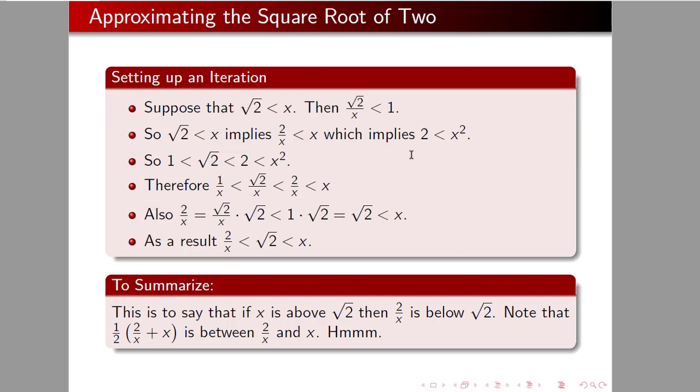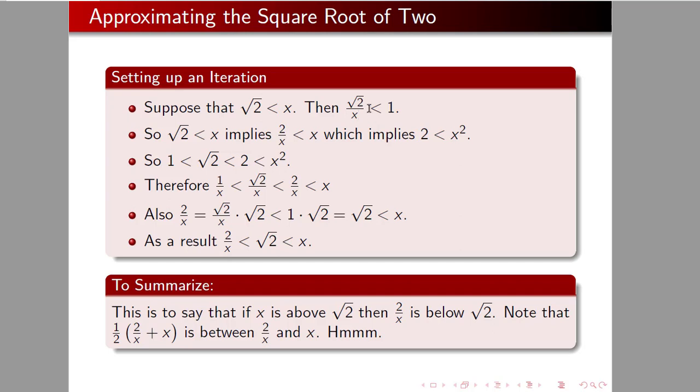I'm going to set up something where we can get a better and better approximation of it. So let's suppose that we have square root of 2 is less than some number x. If we do that, I can divide both sides by x, and this tells me that square root of 2 over x is less than 1.